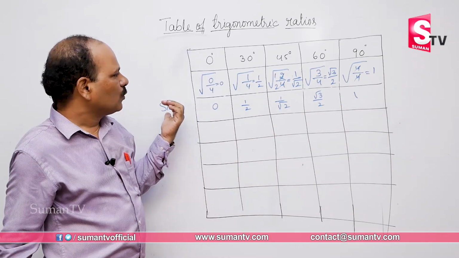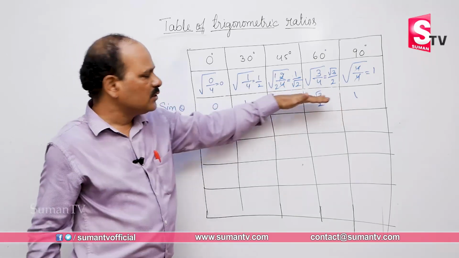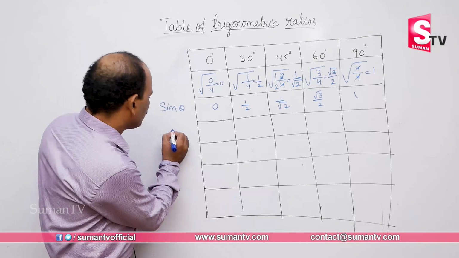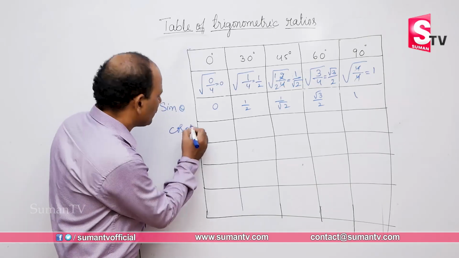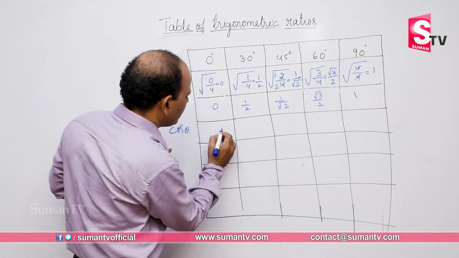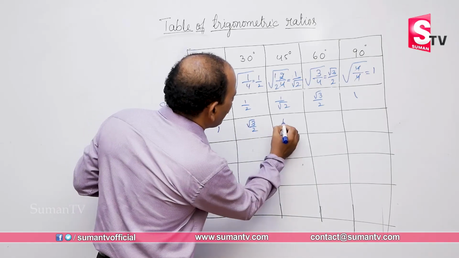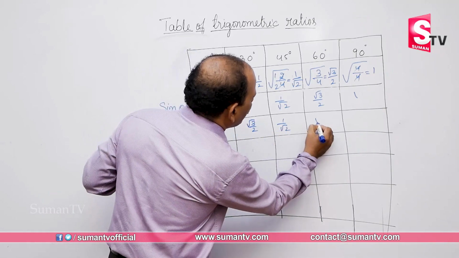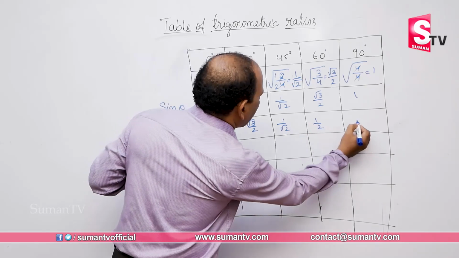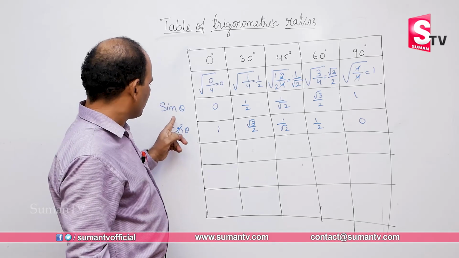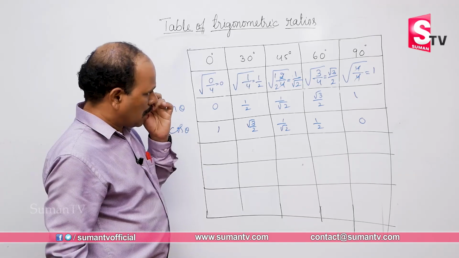Now, you write these values in the reverse order. Then you will get the values of cos theta. Cos theta is equal to, write in the reverse order: 1, root 3 by 2, 1 by root 2, 1 by 2, 0. These are the cos theta values.